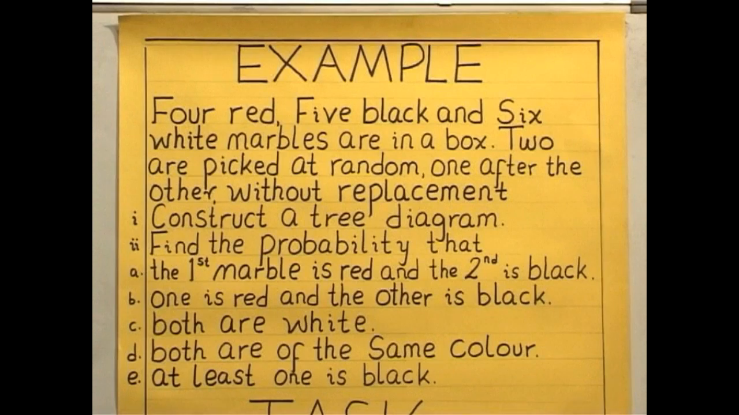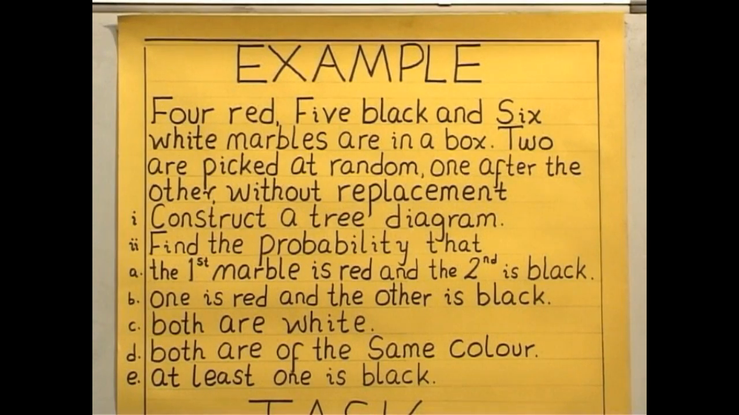So, having looked at these features, I want us to proceed and look at an example and see how we can construct a tree diagram. Marbles are in a box. 2 are picked at random, one after the other, without replacement. Note that there is no replacement.